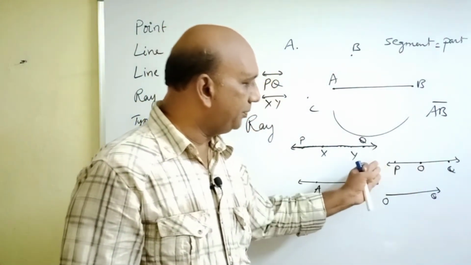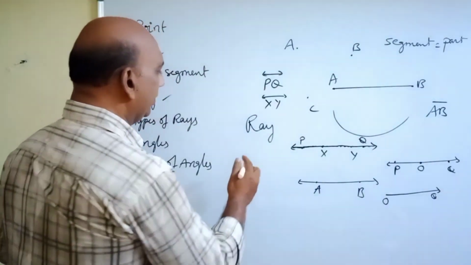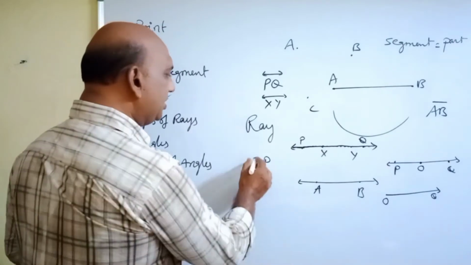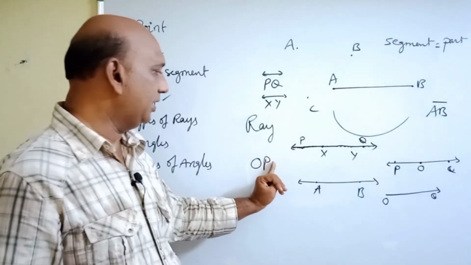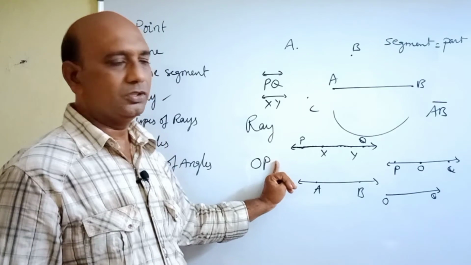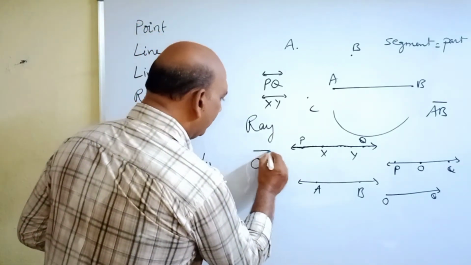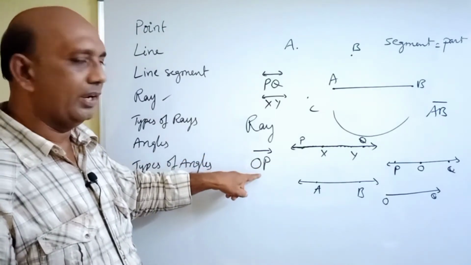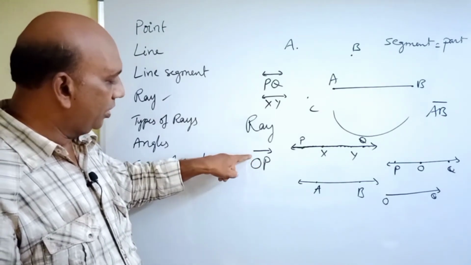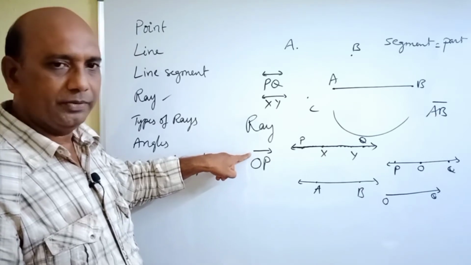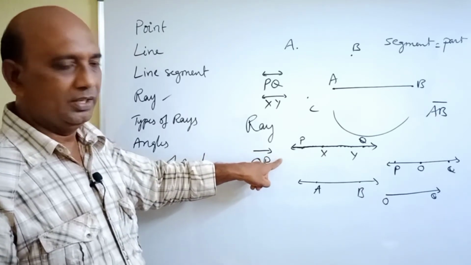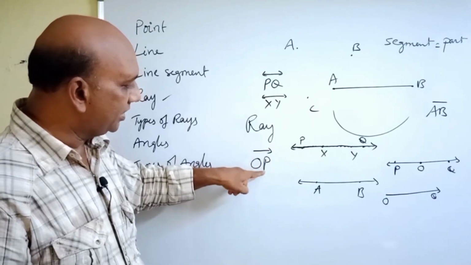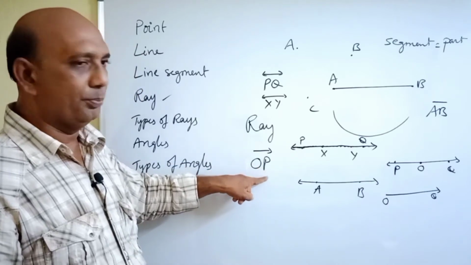If we take this left side part, ray OP, that is also denoted by OP. O is the end point and it extends indefinitely towards P. So it is denoted by ray OP. This is the symbol to indicate ray OP. That means towards O there is an end point and towards P it is extending. That's why towards O the symbol is denoted like this. So this can be read as ray OP.